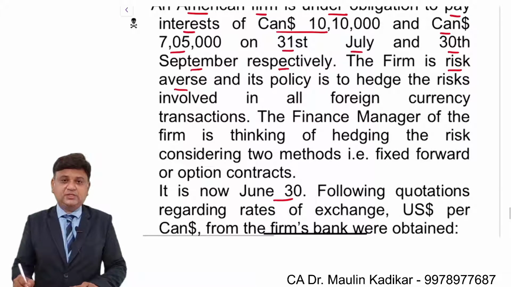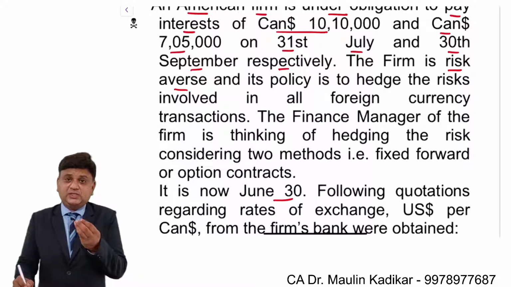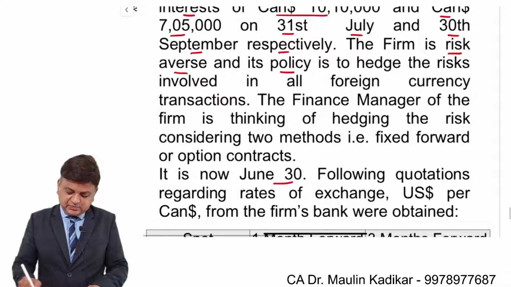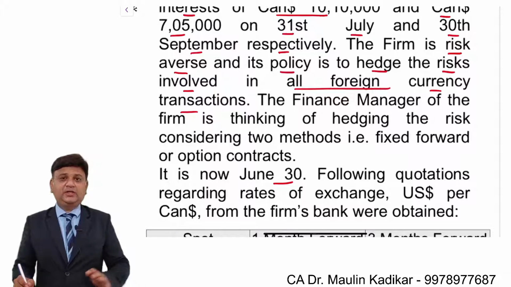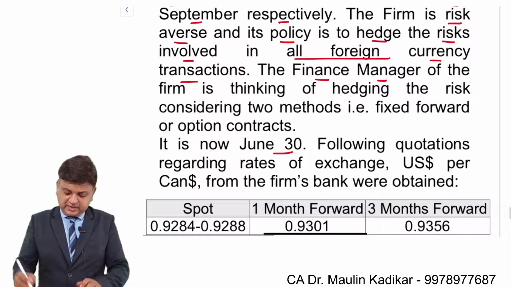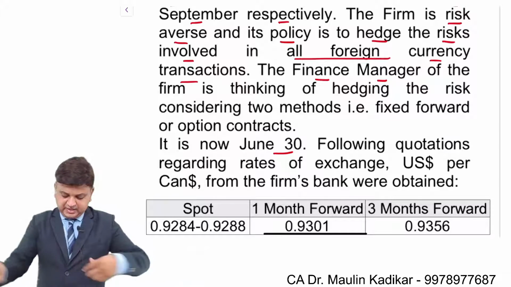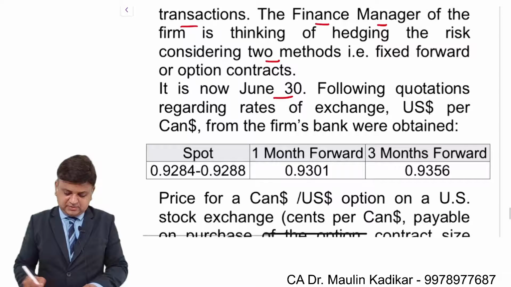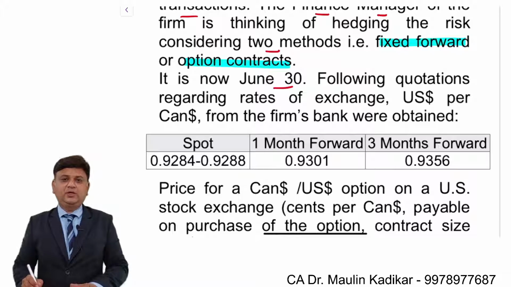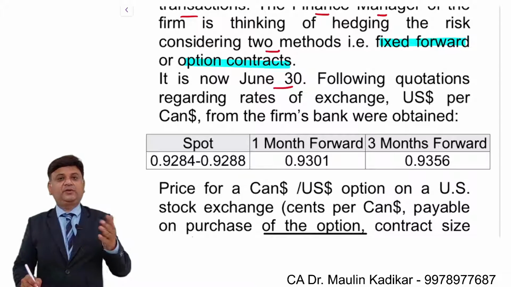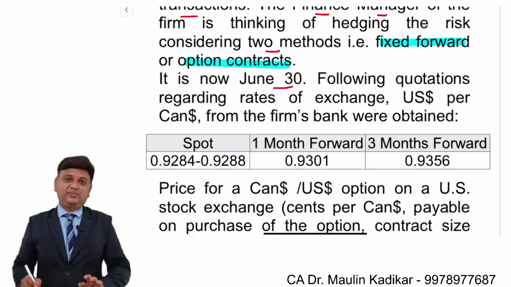The firm is risk averse, means the company wants to take less risk so far as possible, and its policy is to hedge the risk involved in all foreign currency transactions. The finance manager of the firm is thinking of hedging the risk considering two methods, that is fixed forward or option contract. So in case of fixed forward, there will be a particular rate at which the conversion will take place for purchasing of the Canadian dollar for making payment.